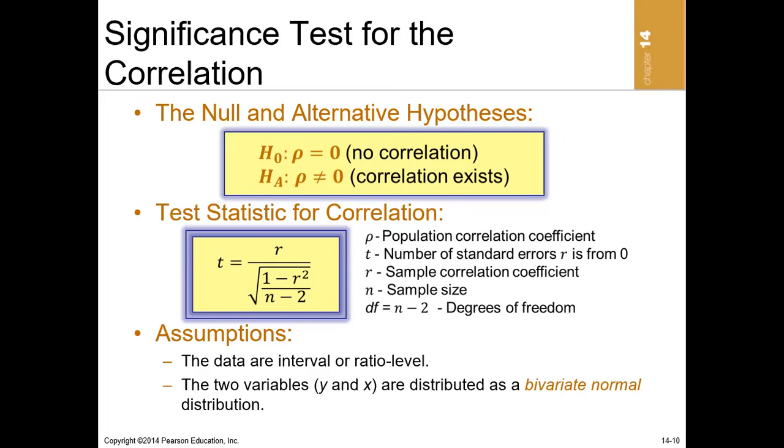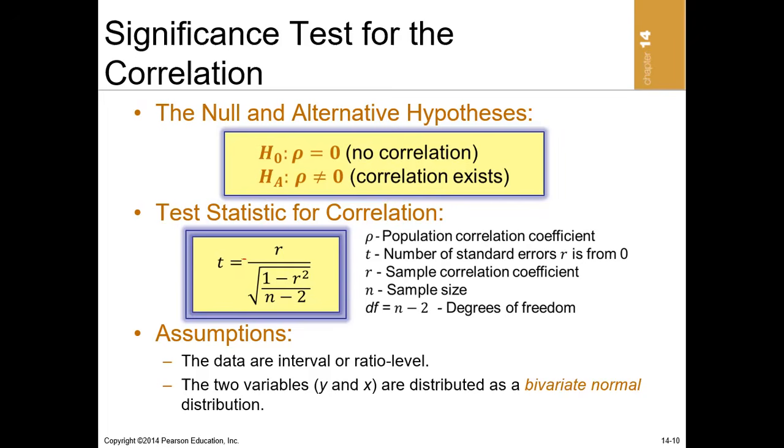Now here, what we use to test correlation is T statistics. So here we don't use the Z, we use T statistics. The formula for the T statistics is the correlation coefficient, which is the R, divided by the square root of 1 minus the correlation coefficient squared over n minus 2.